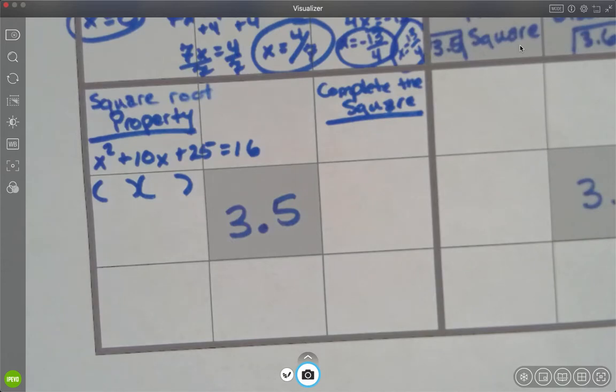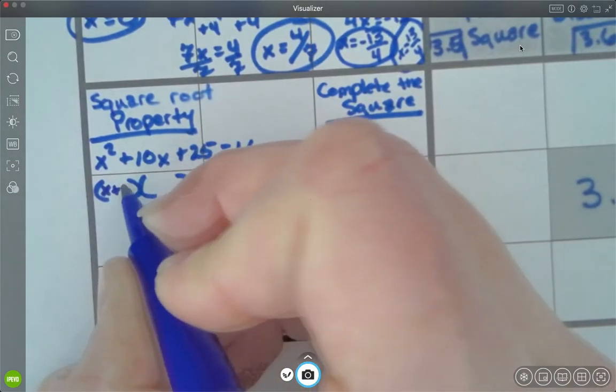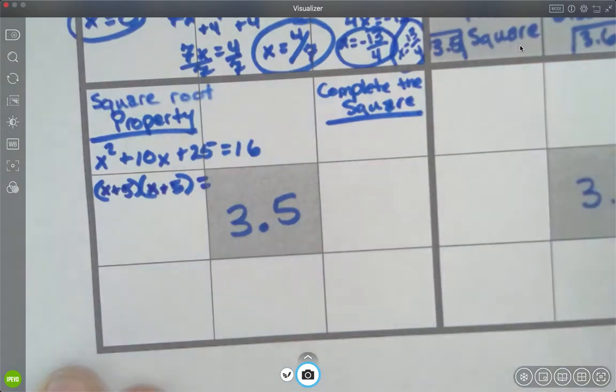What number do you add to itself to get 10? 5. And is 5 times 5 25? Yes. So 25 is what we would normally put in the blank, but it's already there for us. So we don't have to do that part, right? This is only the second half of completing the square. So what goes in these parentheses here? x plus 5 and x plus 5.